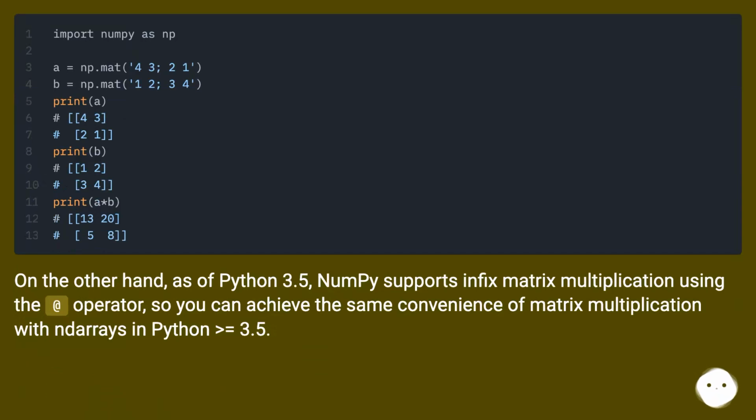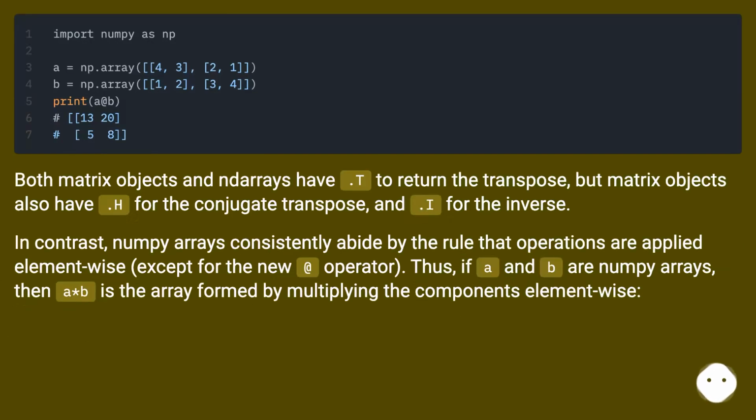On the other hand, as of Python 3.5, Numpy supports infix matrix multiplication using the @ operator, so you can achieve the same convenience of matrix multiplication with n-arrays in Python >= 3.5. Both matrix objects and n-arrays have .T to return the transpose, but matrix objects also have .H for the conjugate transpose, and .I for the inverse.